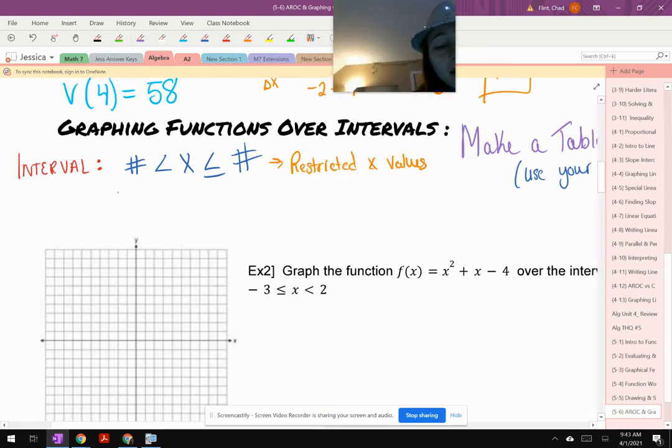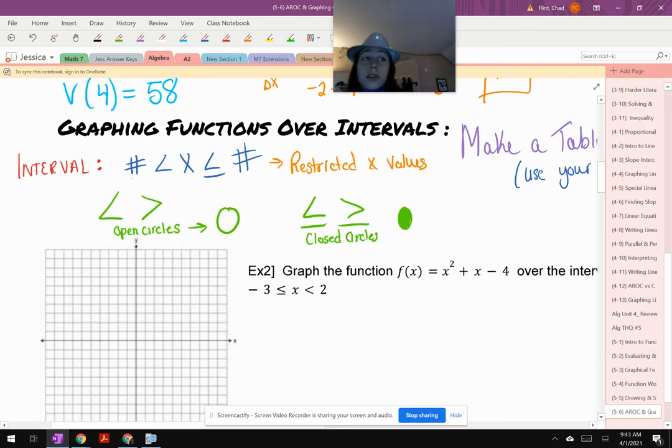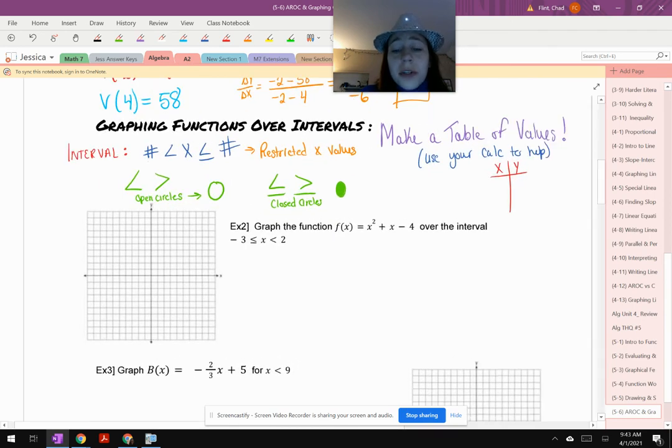If you have a less than or a greater than, you get open circles. If it's less than or equal to or greater than or equal to, you get those closed circles. And that means when you plot them on the graph, for that number only, for only the number it's right next to, they're either going to get that closed or those open circles. So we'll see all this put into work in our next example.